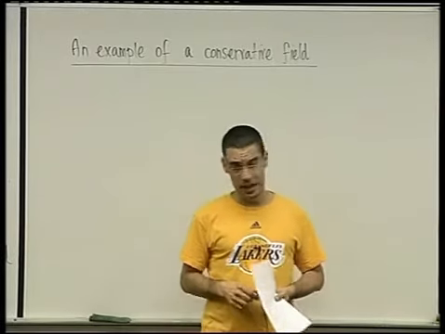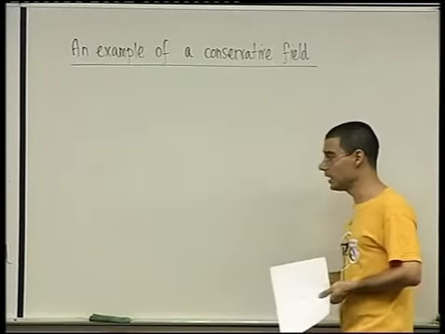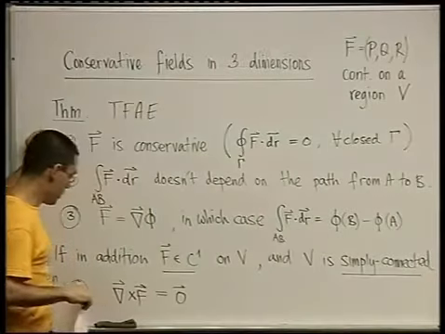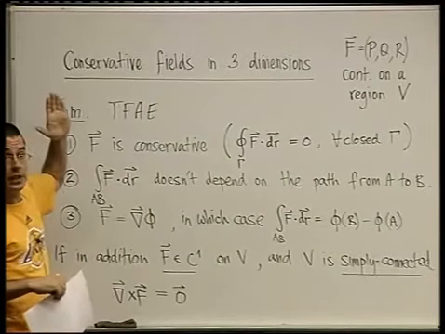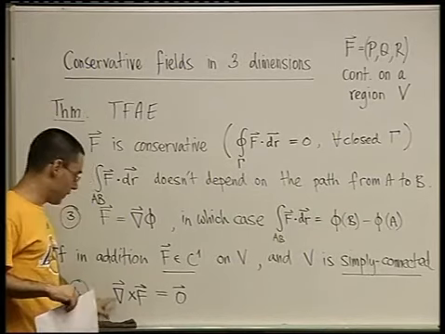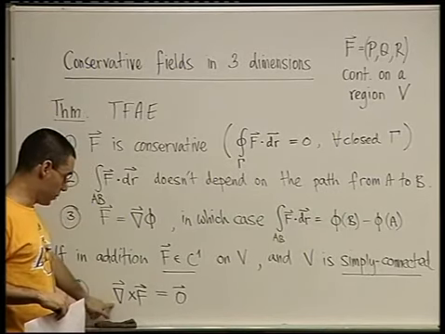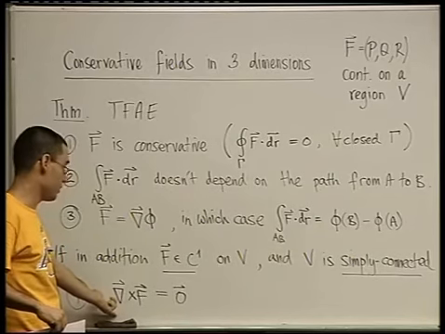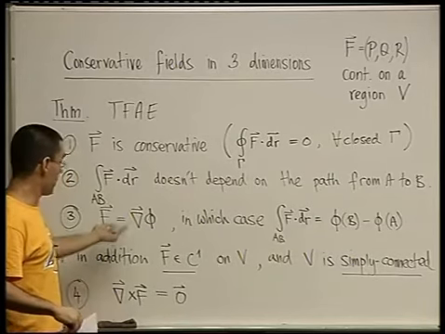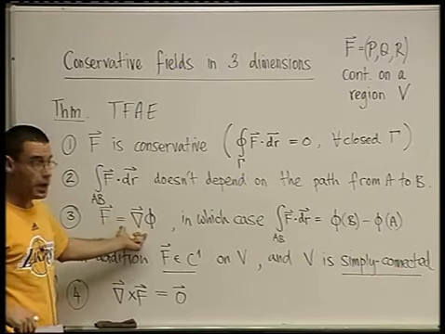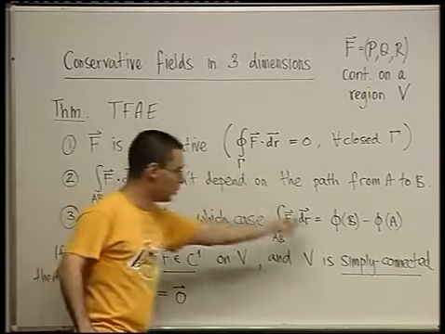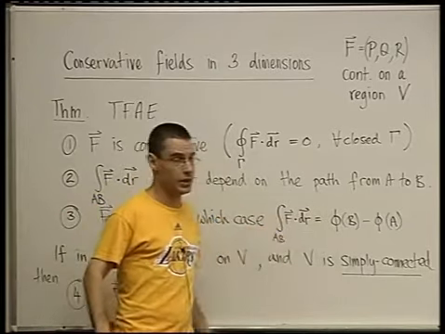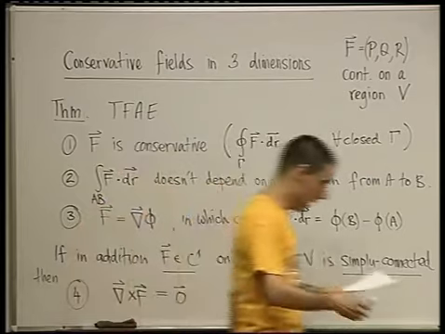Okay, so we want to do an example of a conservative field, and here's the theorem that we wrote on the board in the previous clip. So we're going to write down a field. We're going to check to see if it's conservative using this property, which is the easiest to check. It's just a matter of calculating partial derivatives. Once we know that, we're going to find its potential function. Once we have the potential function, we're going to be able to calculate line integrals very easily by just plugging in the values at the two endpoints. So let's do that.